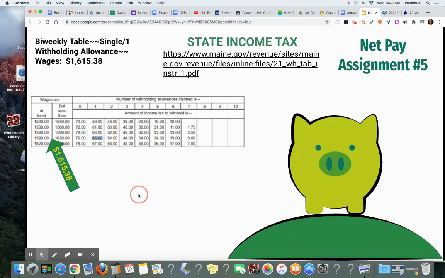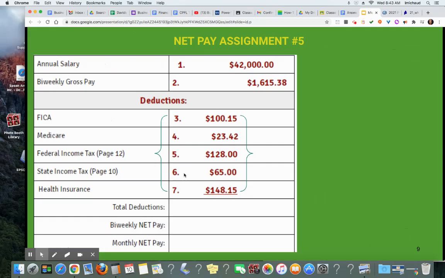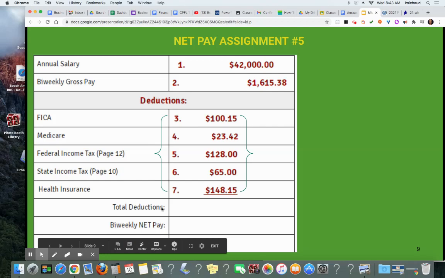So this presentation just shows you what that chart looks like. You should record the $65 for state income tax. And now we have all of these deductions. Now what we need to find out is our total deductions. So please add these up.